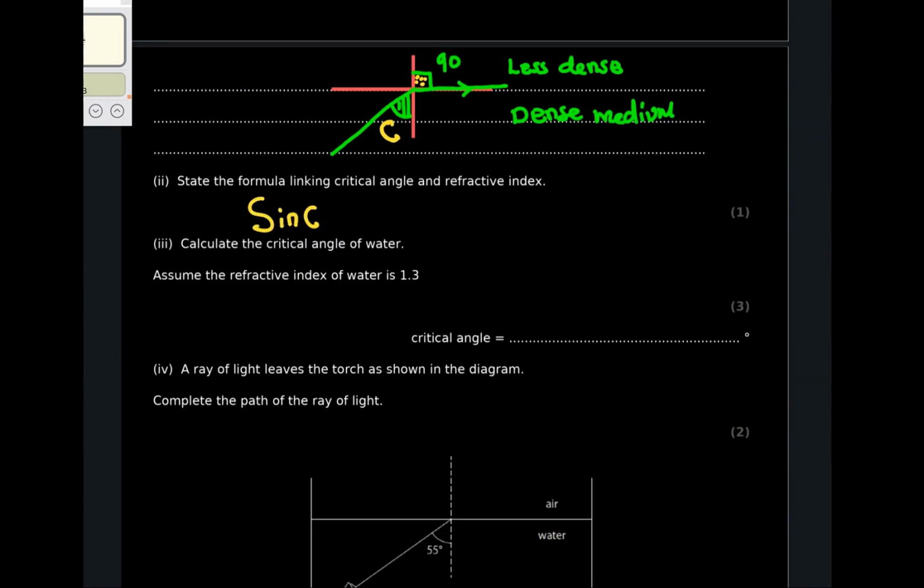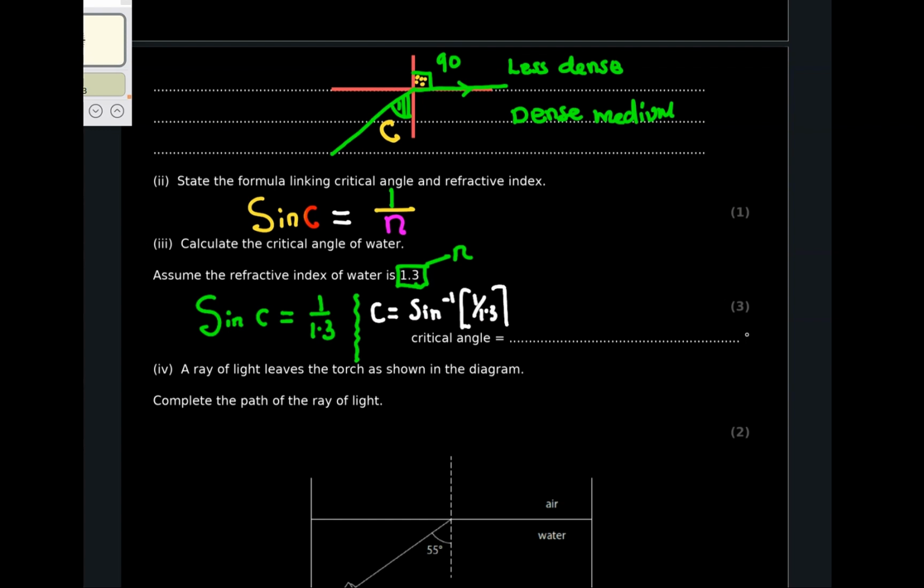Next, state the formula linking critical angle and the refractive index. That is going to be sine of the critical angle equals 1 over the refractive index. So this is very critical. We can use it if you are given the refractive index, like in this question, to come up with the critical angle. To find the critical angle, we find the sine inverse of 1 over the refractive index, and if you put that, you're going to get our answer as 50.